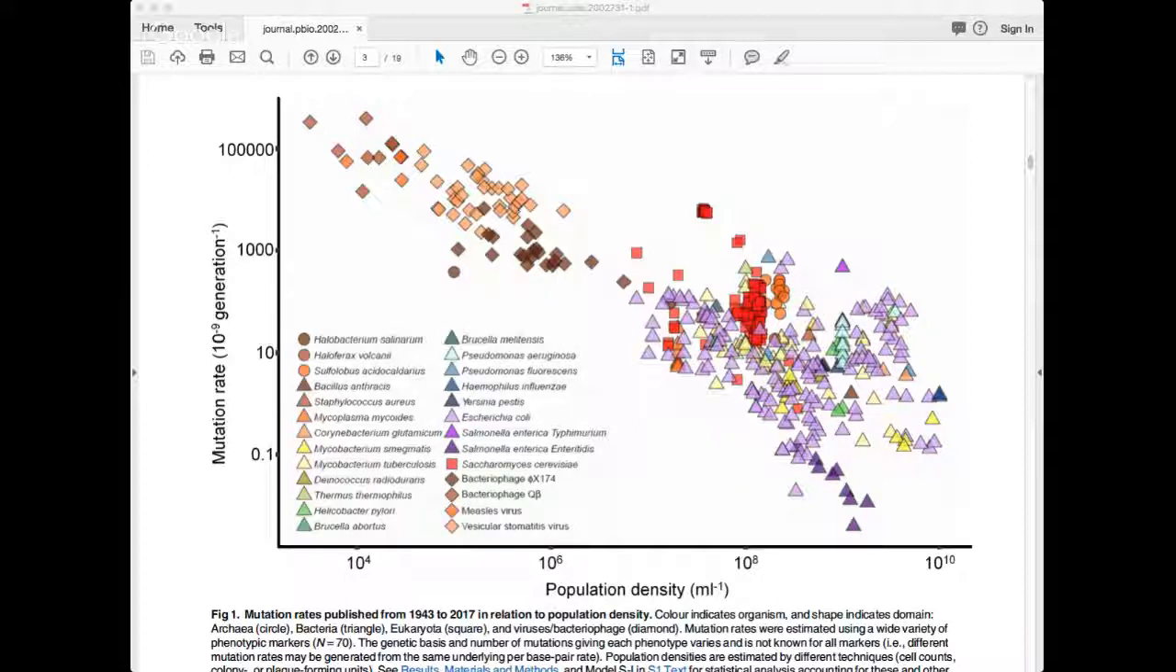The other thing I noticed about this was we've got a lot of our yeast. So there's only one representative of the eukaryotes, which is everybody's favorite Saccharomyces cerevisiae, your baker's yeast and your brewer's yeast. And all these red squares are kind of clustered right at about 10 to the 8th population density. And there's some that kind of go out from that.